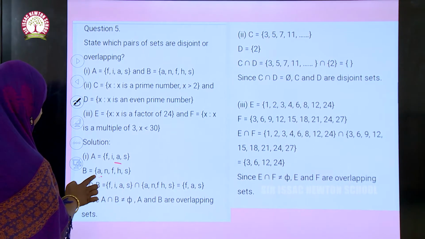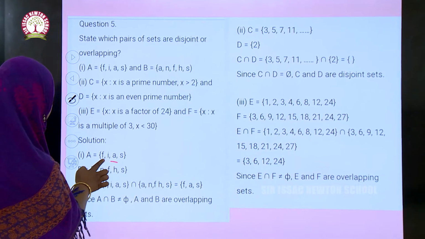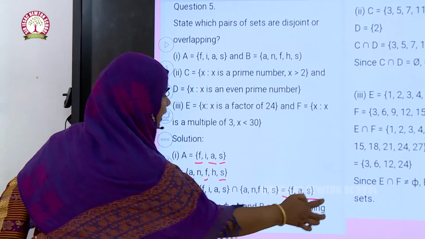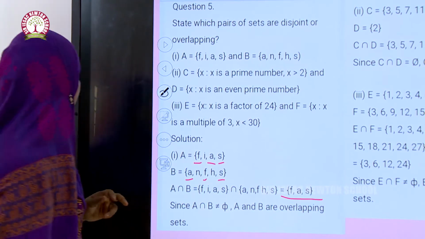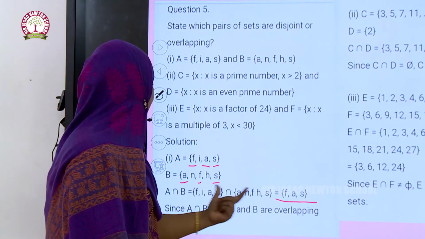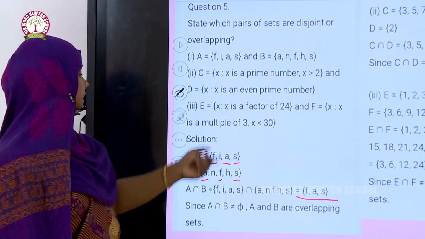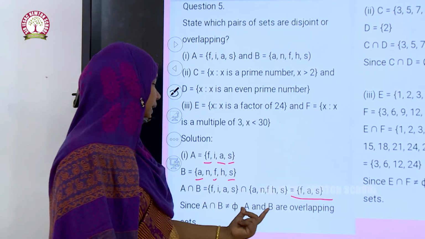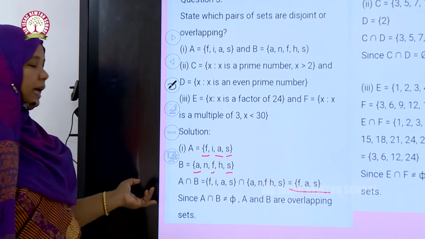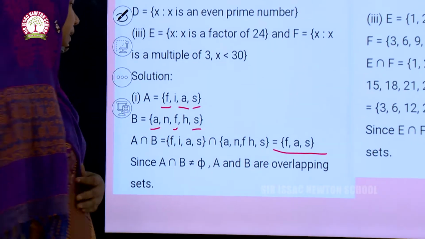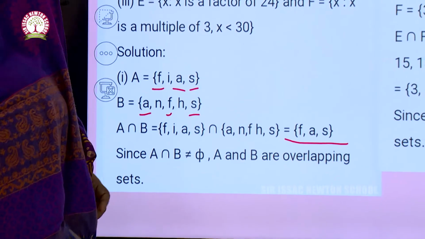There is an element A and F, next S. So here the common elements are F, A and S. Therefore, we cannot say the sets are disjoint, but the sets A and B are overlapping. What is overlapping? If they have common elements in it, then we say the sets are overlapping sets.